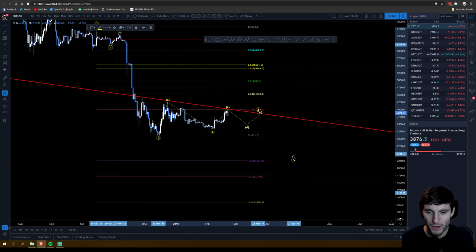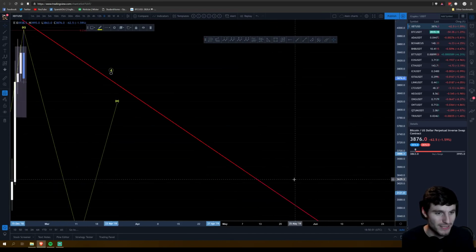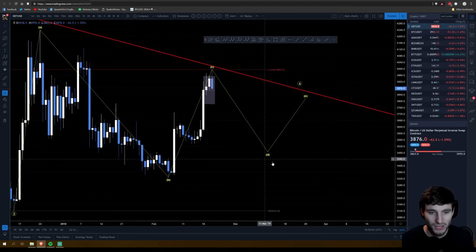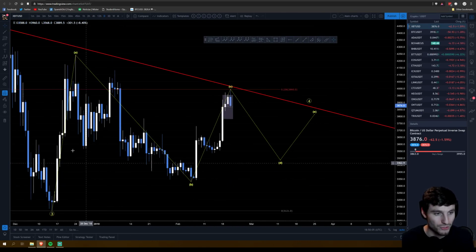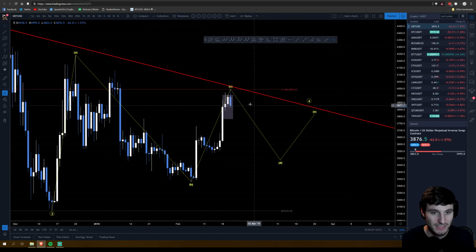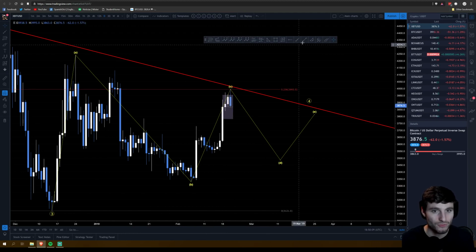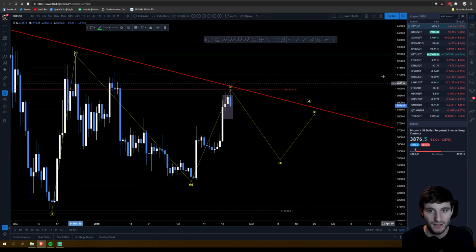Play it from here. I don't like to make these predictions really. I play the charts as they come, but that's what I've got my eyes on, the potential that we could be seeing the ABCDE triangle here. Really, obviously the main resistance is going to be here at 2,400.